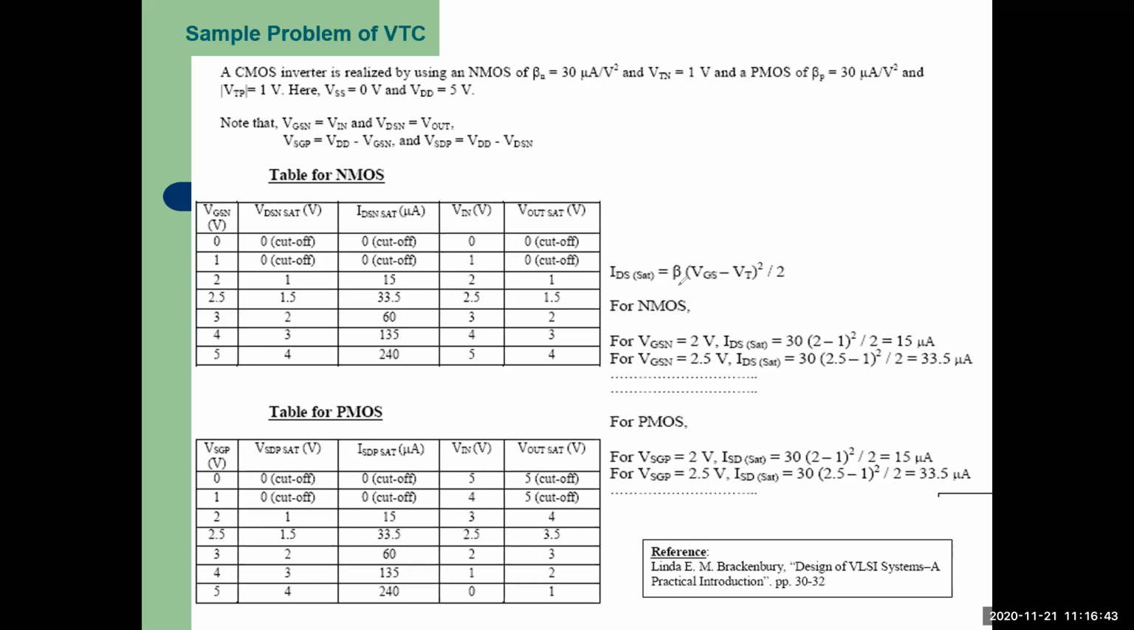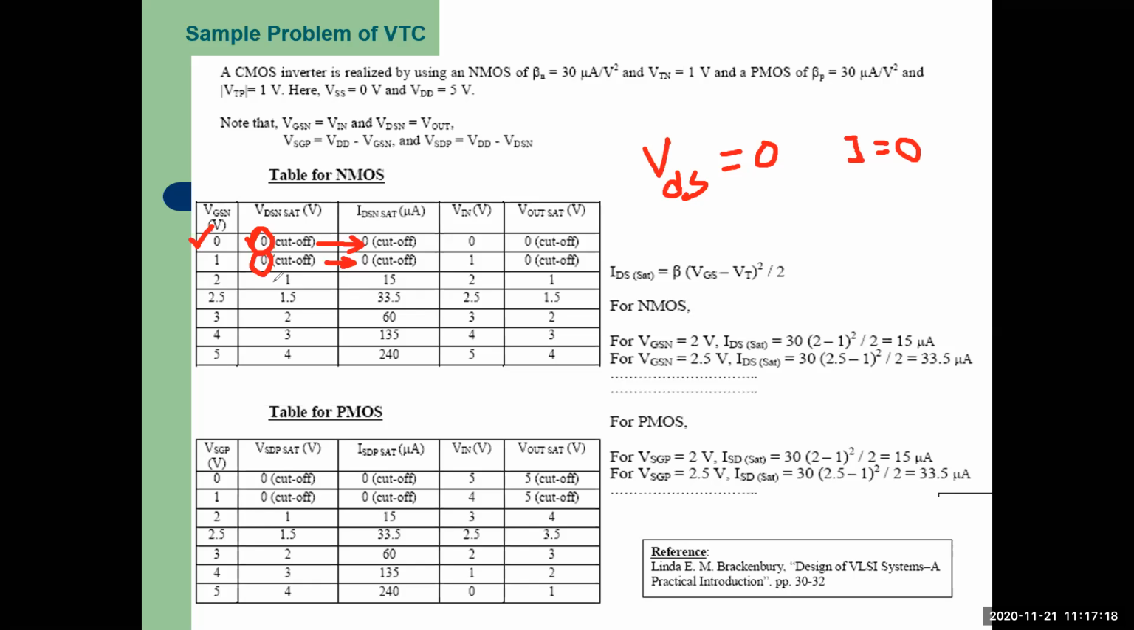The formula for IDS is equal to beta times (VGS minus VT) whole square divided by 2. For the first value, your VDS is equal to 0, so it is cut off. Cut off means current is 0. For the next value, it is also cut off, so your current is 0. That means when it is cut off, definitely your current is 0. You already know it from our IDS equation.